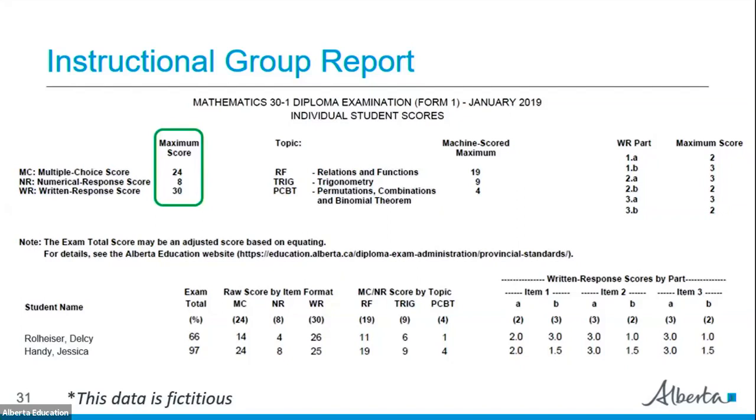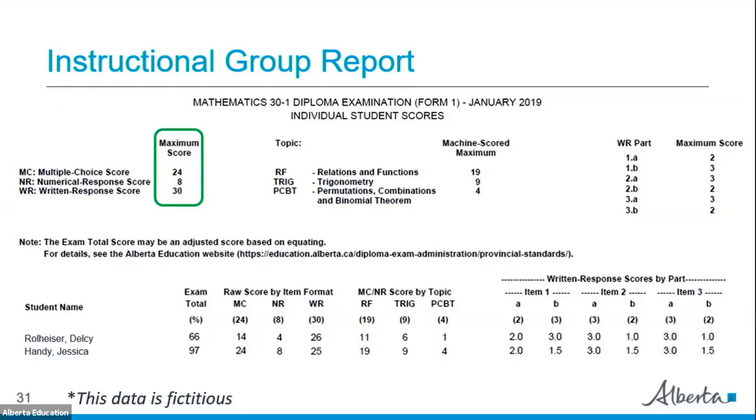You're going to see the breakdown for multiple choice, numerical response, and written response. However, you're going to see that the written response is out of 30 marks, when in actuality, it's out of 15. You have 3 written response questions out of 5 marks each. This is due to limitations with our software. So the score had to be doubled for reporting purposes only.